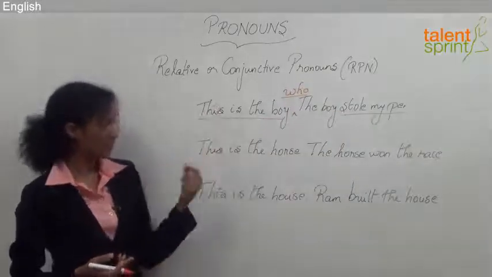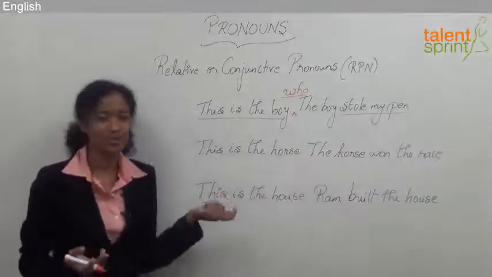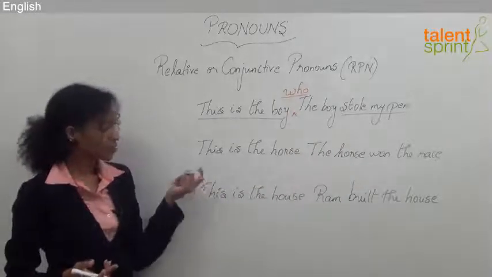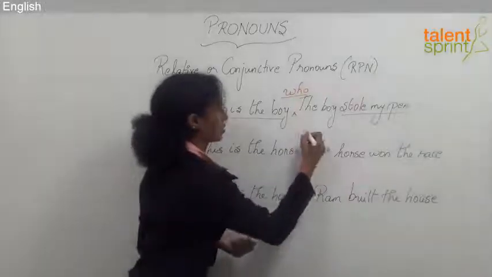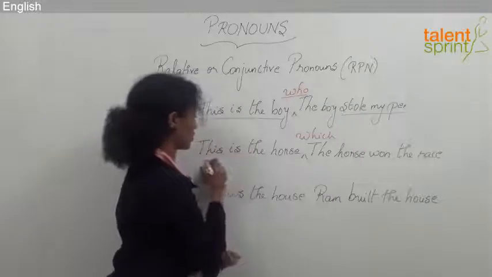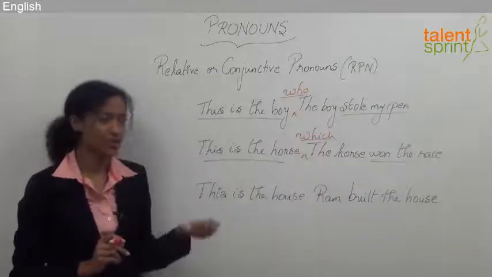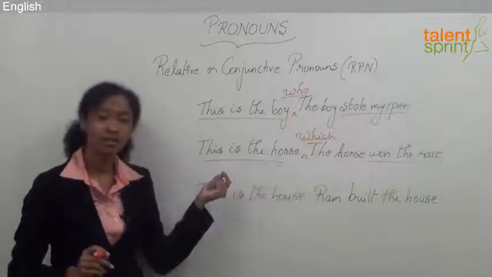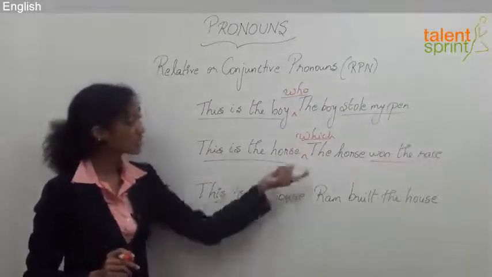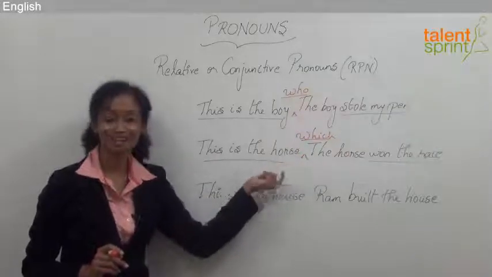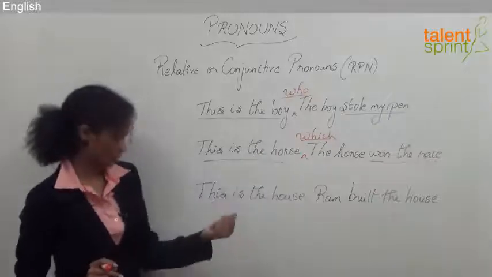Let's look at the second one. This is the horse. The horse won the race. Again, two separate statements. So I'm going to club these two and say, this is the horse which won the race. So here again, which functions like a pronoun instead of the horse, and it also combines these two sentences, acting like a conjunction. So here again, two functions: pronoun and conjunction.